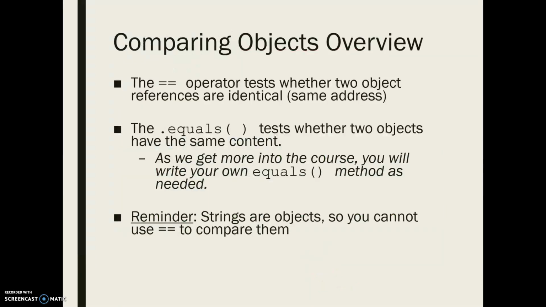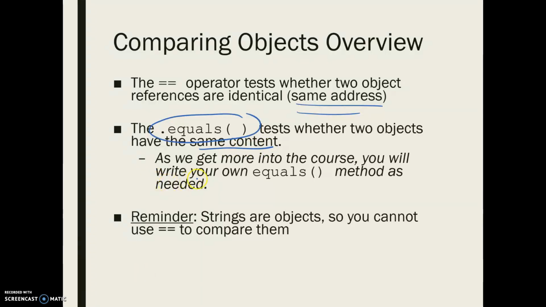Okay, so to summarize, the equals operator tests whether two object references are identical, meaning if they have the same address in memory. The dot equals method checks whether two objects have the same content. Now for strings, that's checking to see if the two strings are equal.